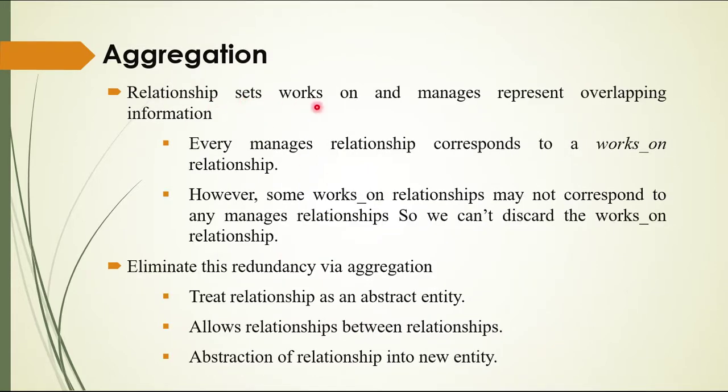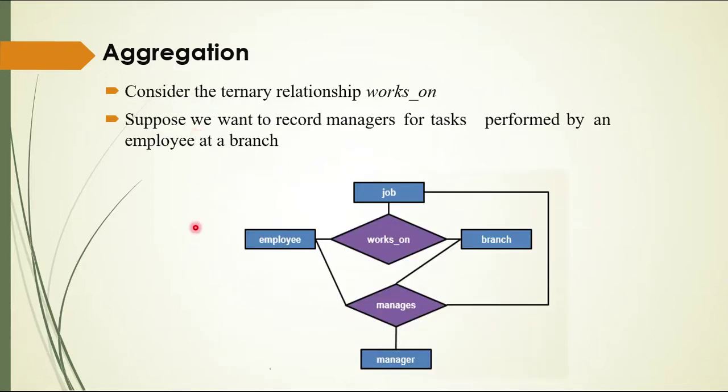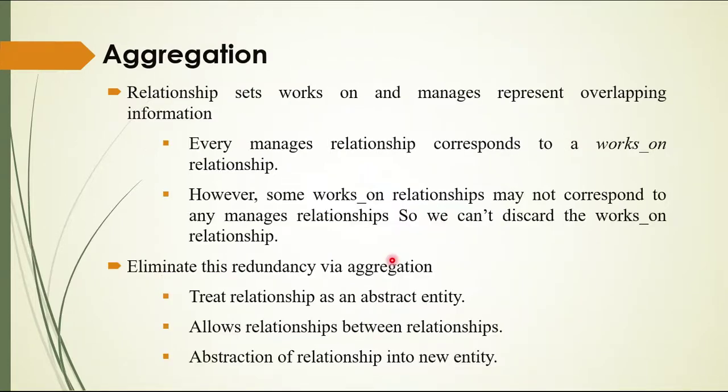The relationship sets works on and manages represent overlapping information, as they are both connected with the same entities. Works on is connected with employee, job and branch, and manages is also connected with employee, job and branch. So a lot of information overlaps between them. Every manages relationship corresponds to a works on relationship.